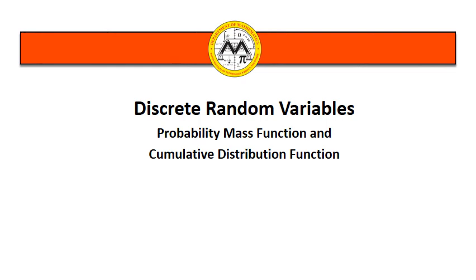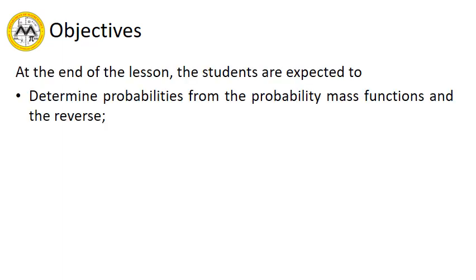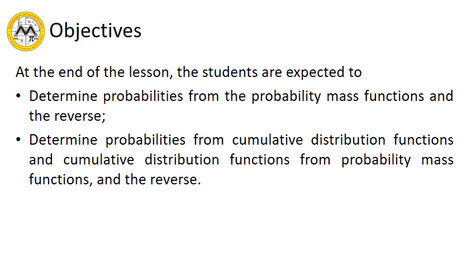Discrete random variables, the probability mass function and cumulative distribution functions. The objectives for this topic are to determine the probabilities from the probability mass functions and the reverse. Determine the probabilities from cumulative distribution functions, and cumulative distribution functions from the probability mass functions and the reverse.